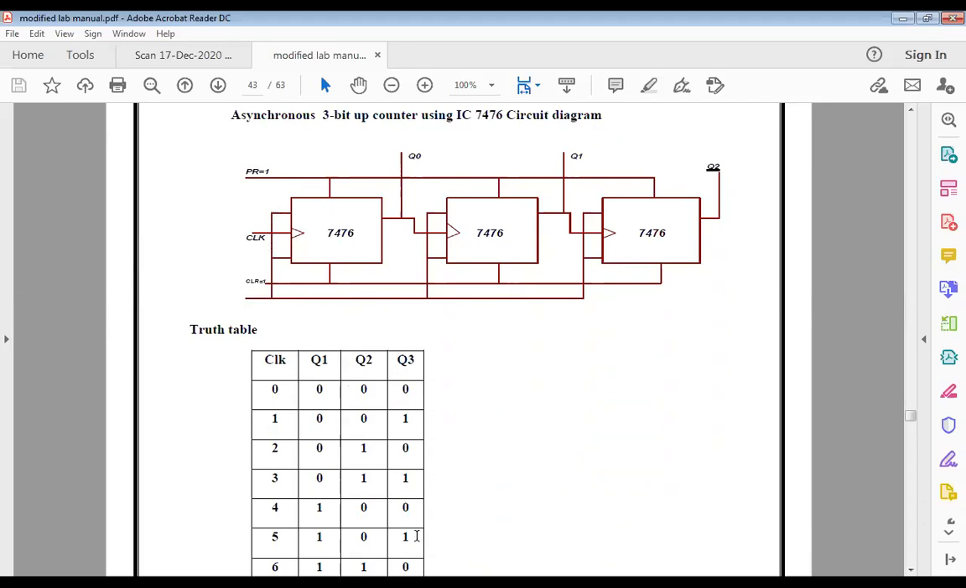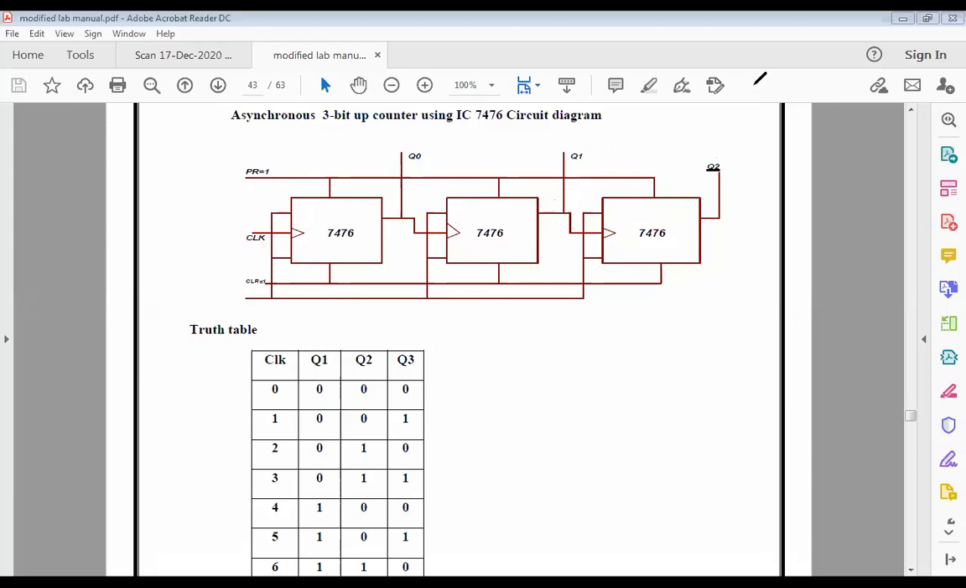Now see, clock is only given to the initial flip-flop, right? To the initial stage. The next stages are all driven by the previous output. So this clock is driven by the previous output. Similarly, you'll be obtaining your values, which are Q0, Q1, and Q2. And yeah, so that's about the asynchronous mode of operation.